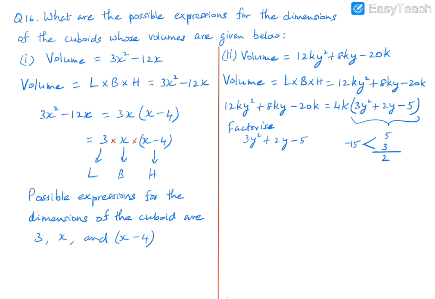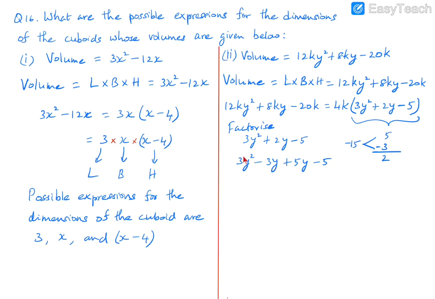So we can choose 5 and 3. And if we put a minus in front of 3 now, so you will have 5 into minus 3 is minus 15. And 5 minus 3 is plus 2. So we can split the middle term using these two numbers. So we will have 3y square minus 3y, I'm writing the 3 first, plus 5y minus 5.